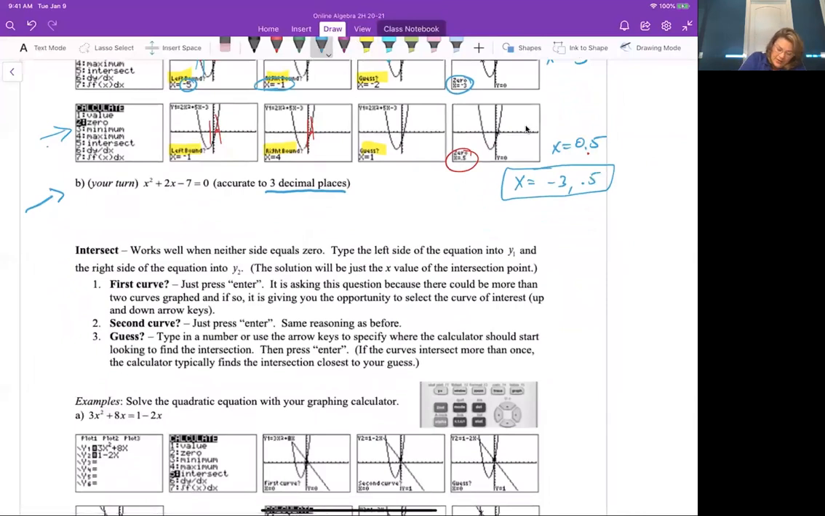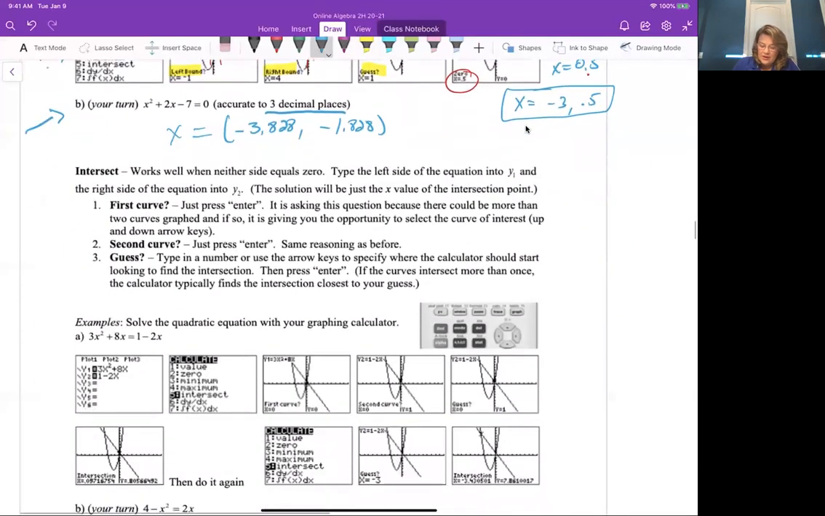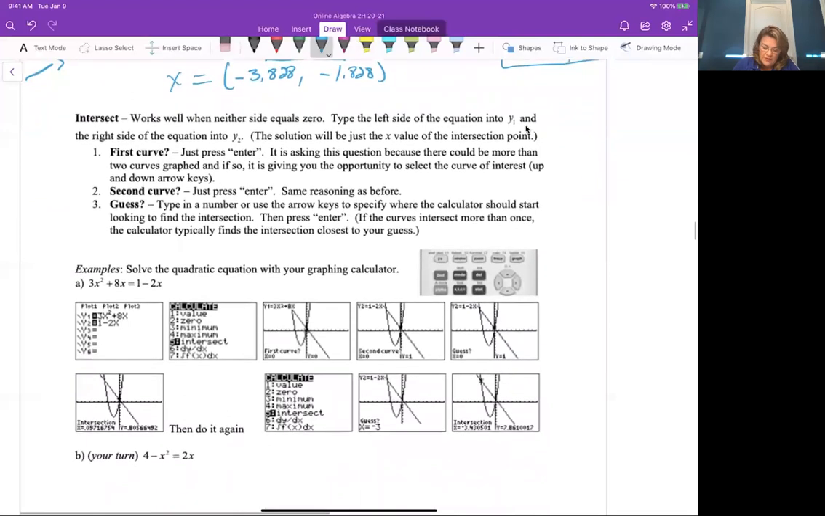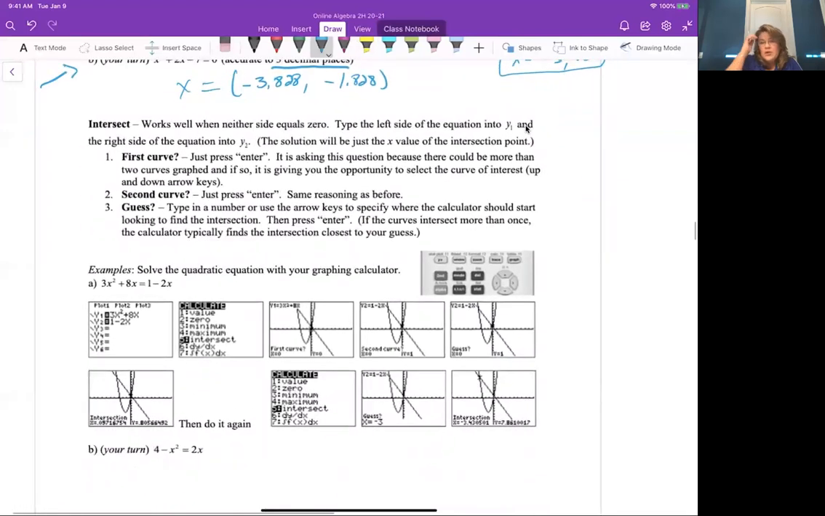Okay, welcome back. Hopefully you were able to find your roots, comma, minus 1.828. If you had trouble with that, you can look at my calculator help video, which I walk through each one of these, and you can see my screen. Now, we have one more thing to learn. We can use intersection, the intersect option on our calculate screen to solve if neither side of the equation equals 0. So let me show you an example of that.